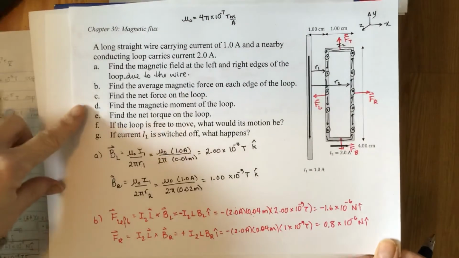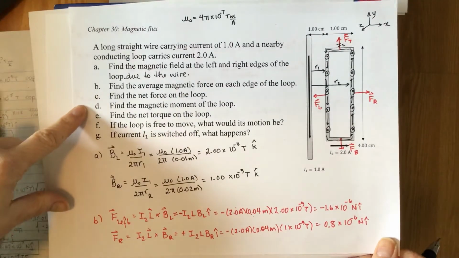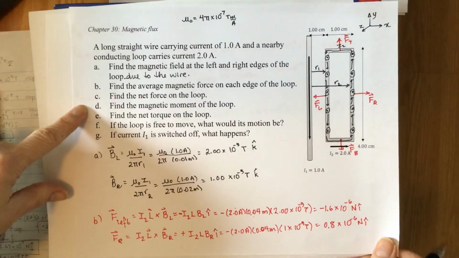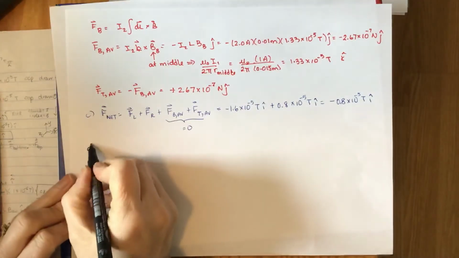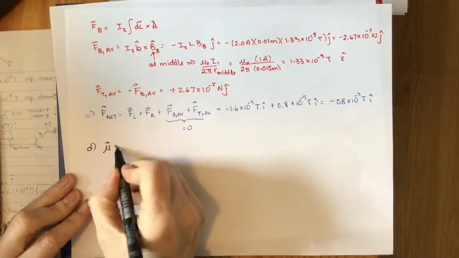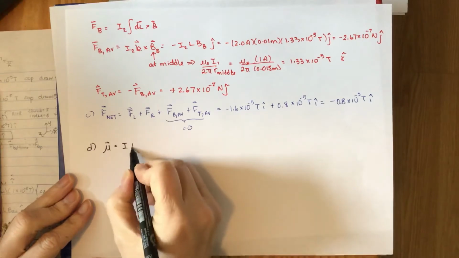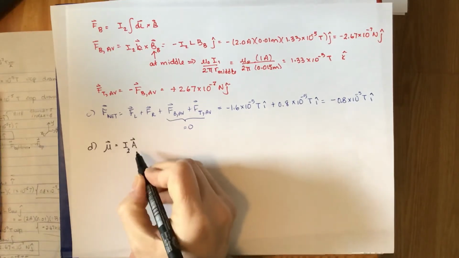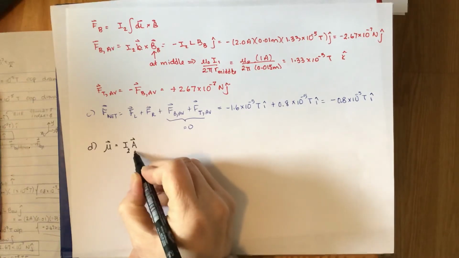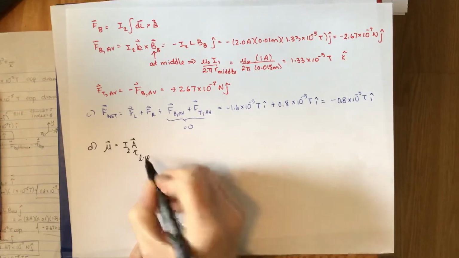Next question, part D. Find the magnetic moment of the loop. So this is dealing with the loop by itself. We'll have to remember, how do we find magnetic moment? Magnetic moment has a symbol of mu. We know that mu is current times area. The current is the current of the loop, and A is the area of the loop. The area is going to be length times width.